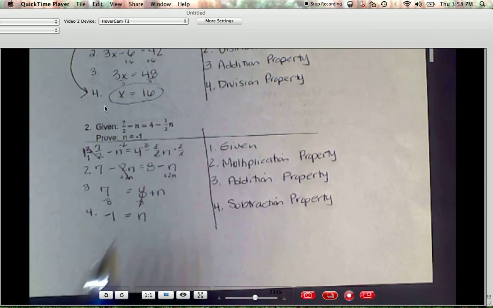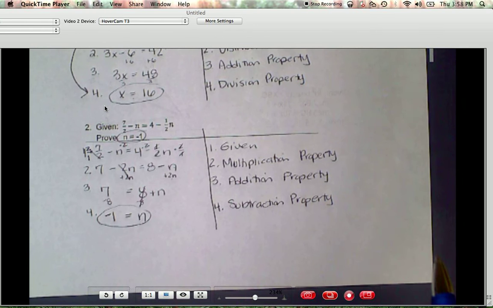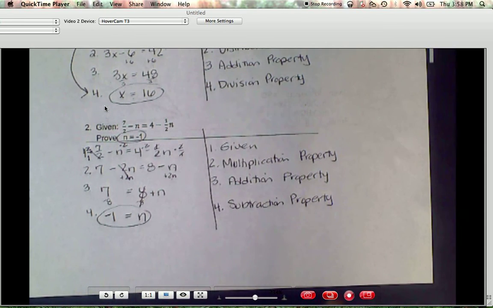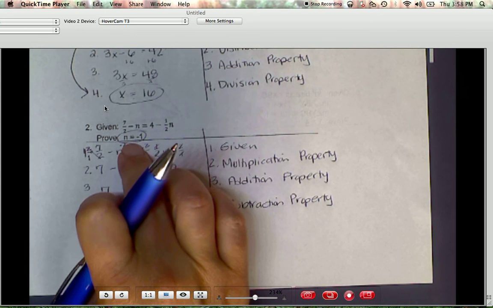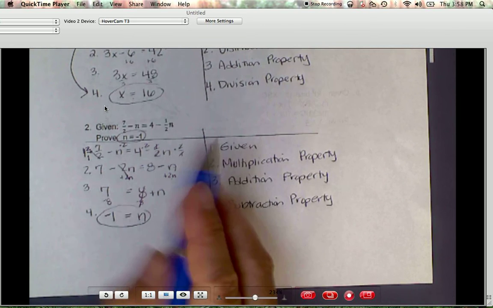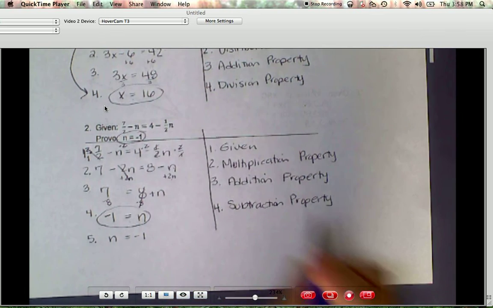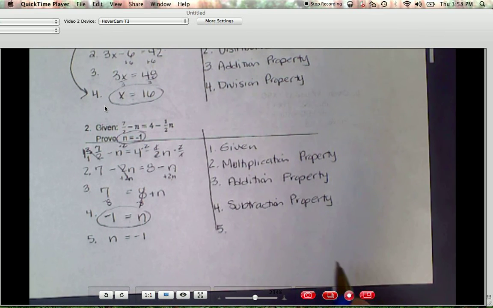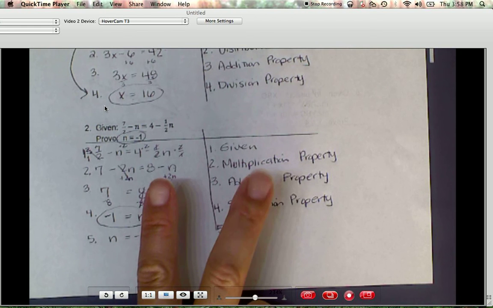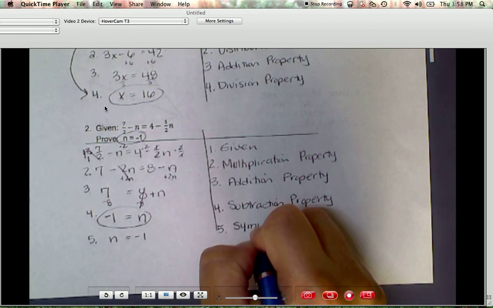Now, here's the thing. Does this look exactly the same as what we were trying to prove? No, it needs to look exactly the same as what it says in the prove statement. That's our ultimate goal, and this does not look like that. So we need to take one more step to flip this over, n equals -1. Now, can you remember which property that is? The property that allows you to just flip a statement over, an equality. That's going to be our symmetric property.